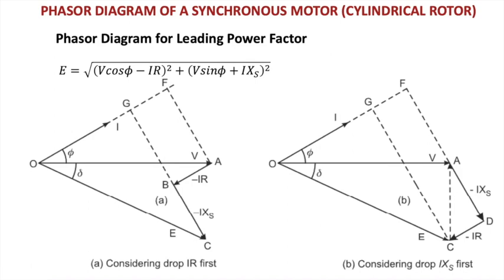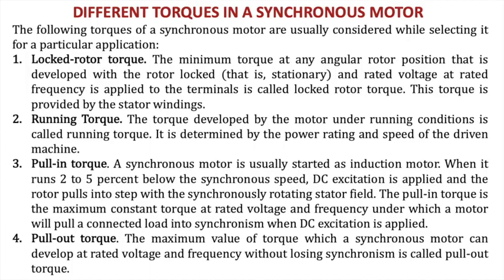Again, in the same figure, you can take the IXS drop first and the IR drop later, and finally the equation will remain the same. The equation doesn't change, whichever drop is considered first and the other considered later.